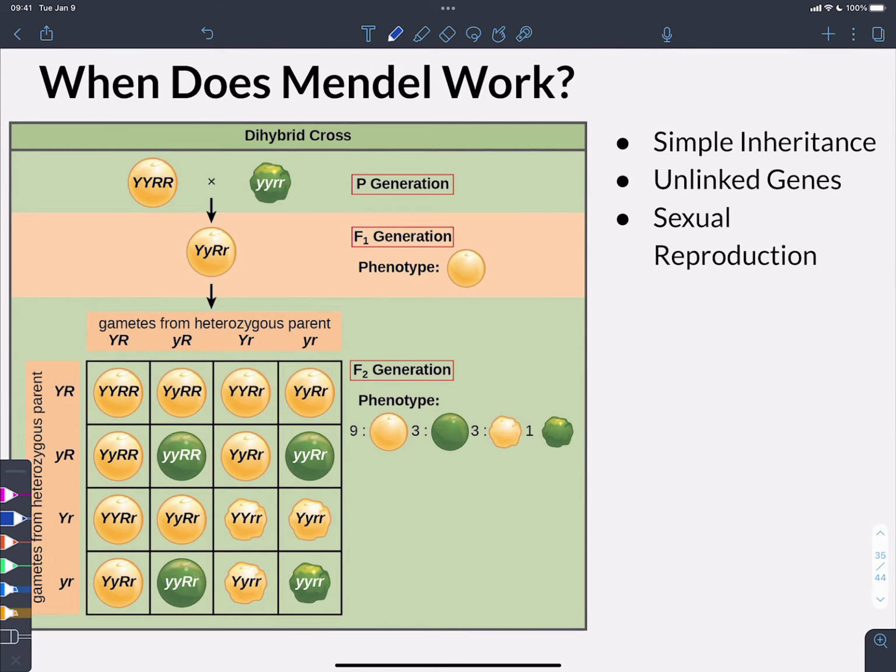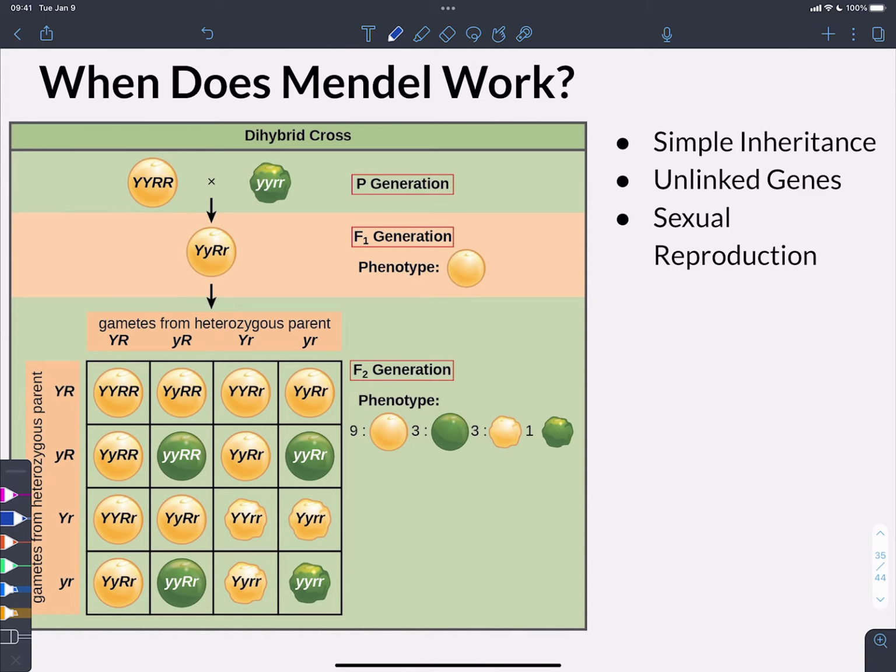Let's take a moment and get a handle on when Mendel applies. Mendel applies in what we would call simple inheritance. This is inheritance where there is a simple dominant recessive relationship for a particular trait that has two alleles, one that is the dominant and the other that is recessive. These traits have to be unlinked. If we're looking at multiple traits, they have to be on separate chromosomes, and it works in sexual reproduction.